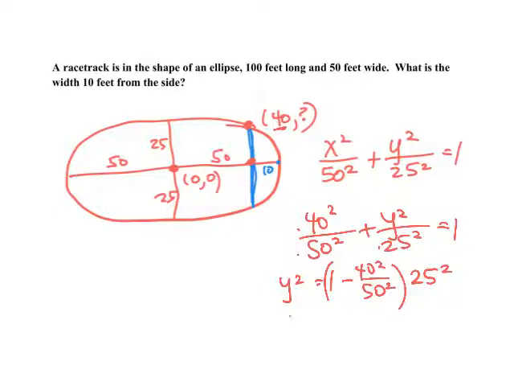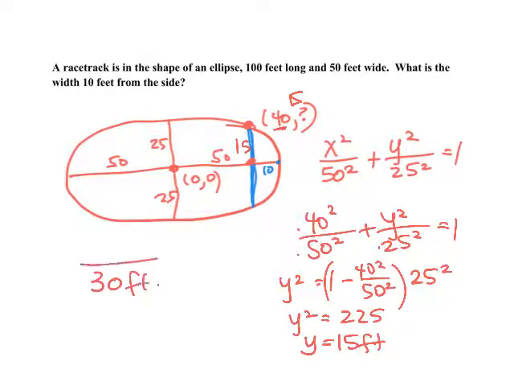We end up in this problem with y squared equals 225. How nice. And that means y is 15 feet. So this is 15 tall, 10 feet from the edge. So that means the total width is 30 feet, or just double the 15. And it's 30 feet wide. That is that problem. And that's the last of the sample application problems.